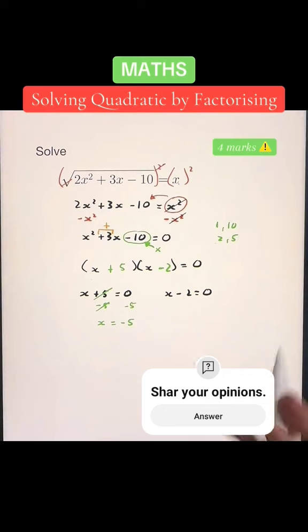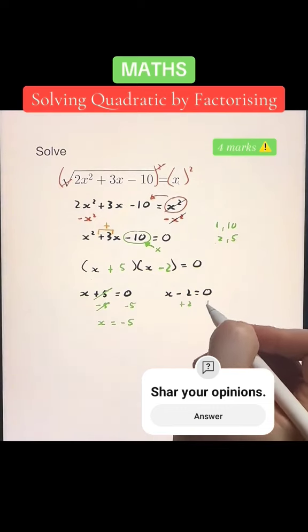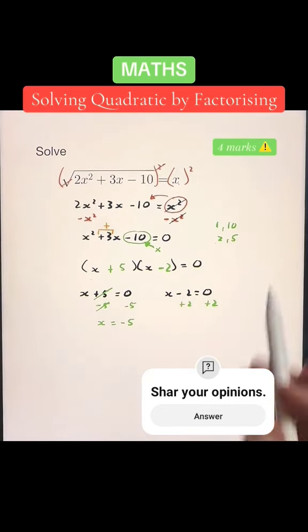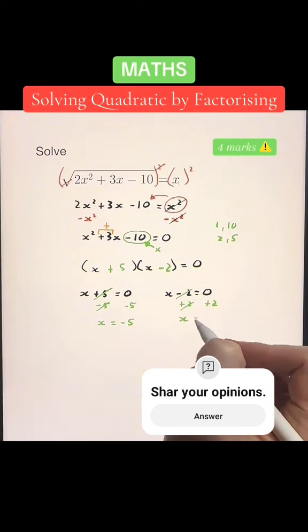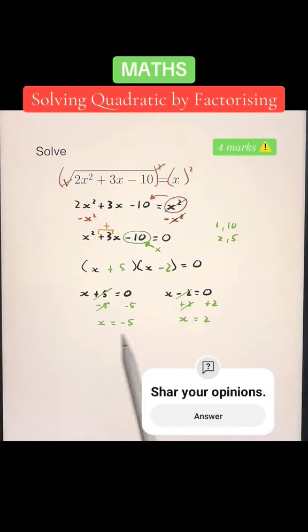As I want to get x by itself, I know the opposite of minus 2 is therefore to add 2. So I must add 2 to both sides to keep my equation balanced. I know negative 2 add 2 will cancel, leaving us with x. And 0 add 2 gives us 2. Hence, my 2 solutions are x equals negative 5 and x equals positive 2.